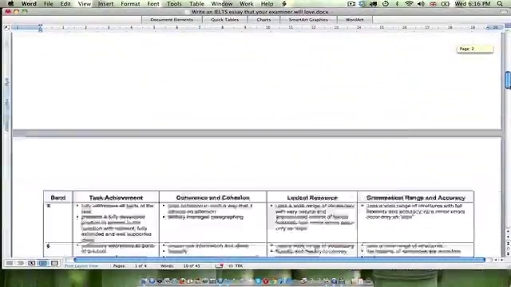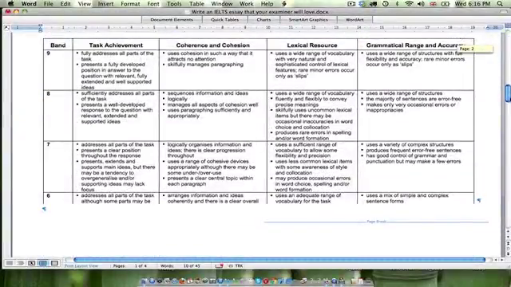Now, if we look at the public version of the IELTS band descriptors chart, everyone is familiar with this. I'm not going to go into the details, but we know that there are 4 different categories that your examiner is going to use to gauge your writing. They are task achievement, coherence and cohesion, lexical resources, and grammatical range and accuracy.